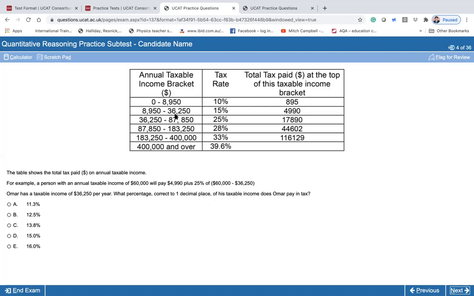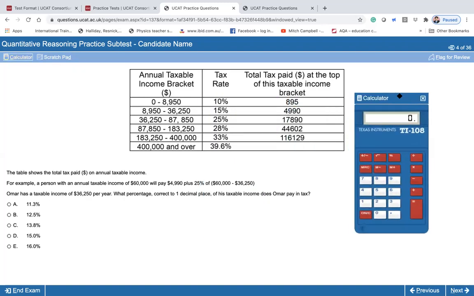And what percentage, correct to one decimal place, of his taxable income does Omer pay in tax? So how much does Omer pay in tax? Now, this is exactly 36,250. So you don't need to do any calculation. It will straight away give you 4,990. So 4,990 is Omer's total tax for the year. So they are asking what percentage, correct to one decimal place, of his taxable income Omer pays in tax. So what you'll have to do is just calculate the percentage.